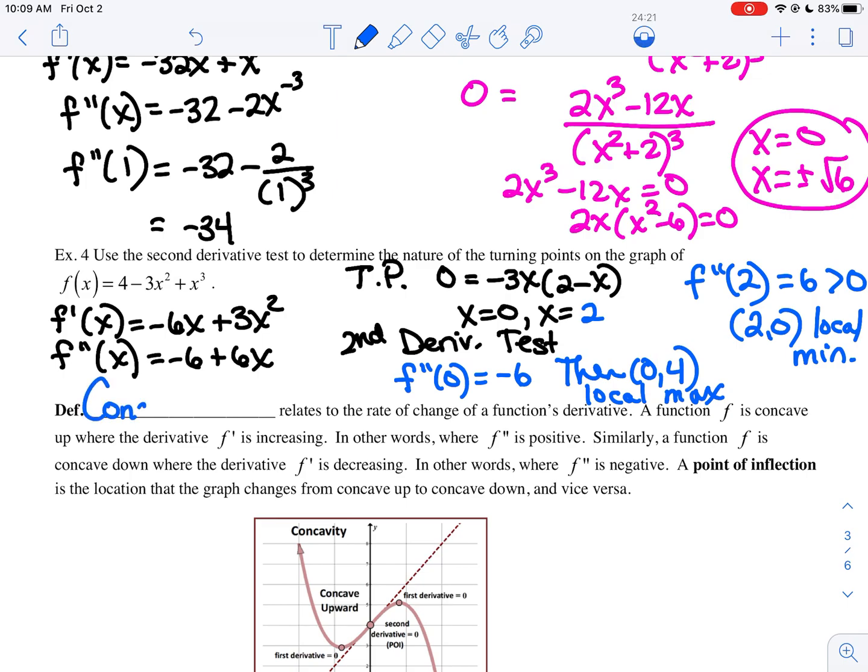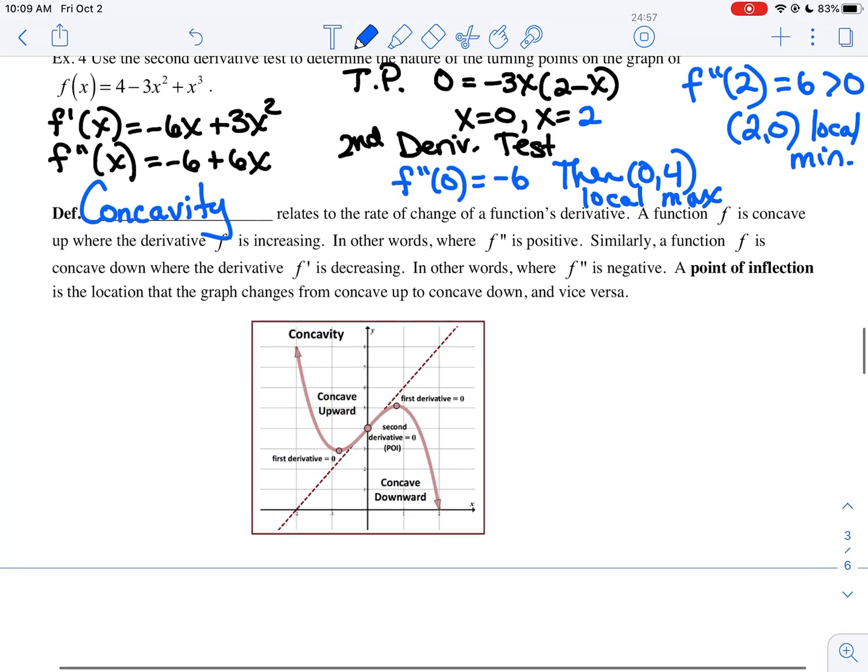All right, we have another definition, and it's called concavity. Concavity relates to the rate of change of a function's derivative, i.e. the second derivative. So a function f is concave up where the derivative, f prime, is increasing. In other words, where f double prime is positive. Similarly, a function is concave down if f double prime is negative. A point of inflection is the location where the graph changes from concave up to concave down.